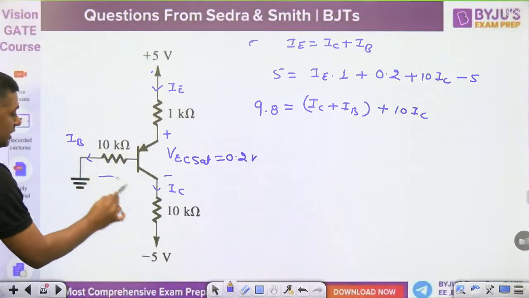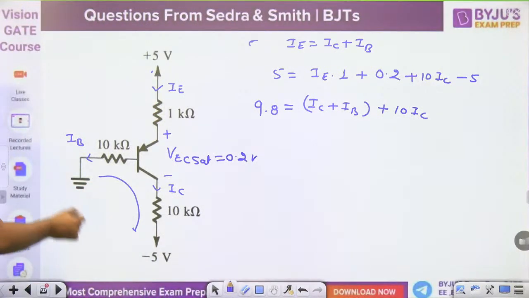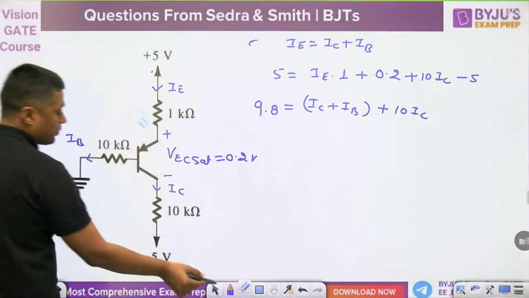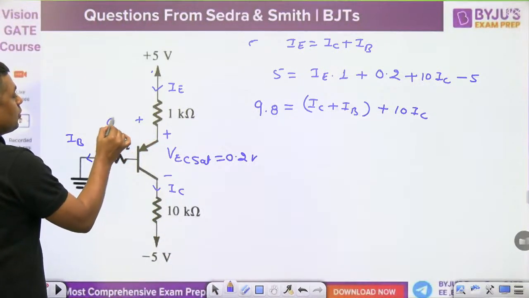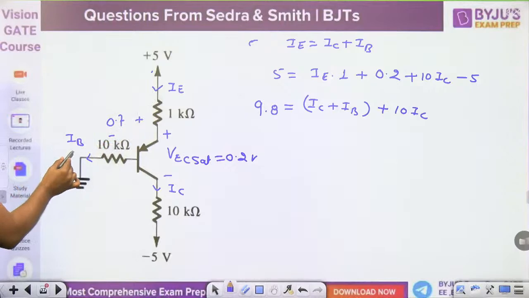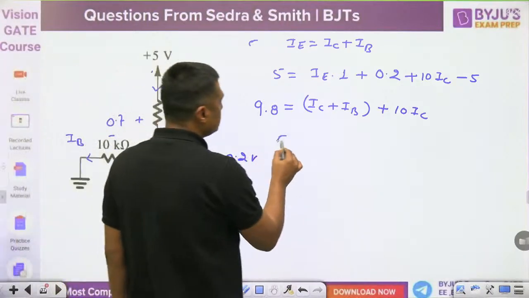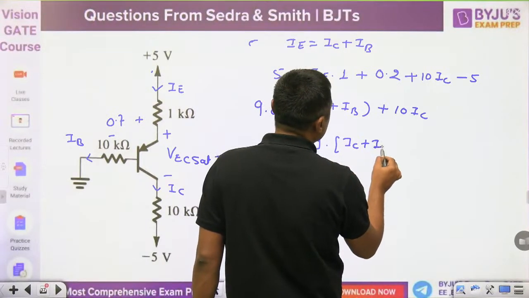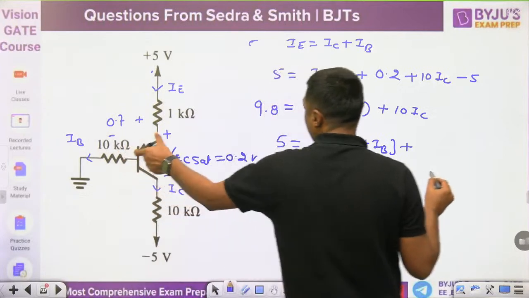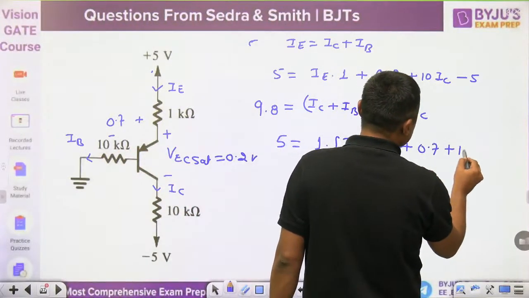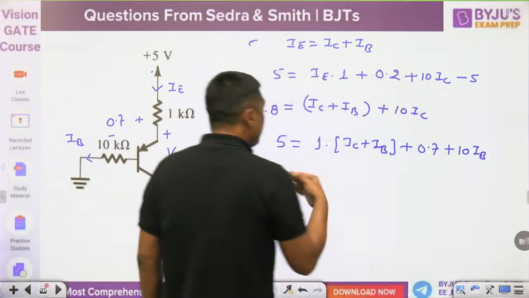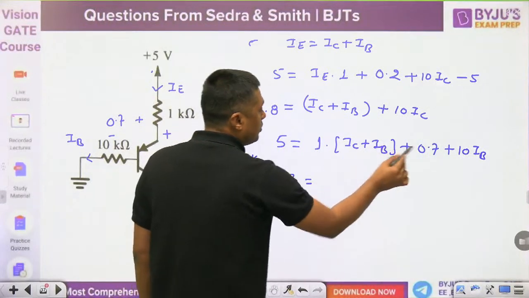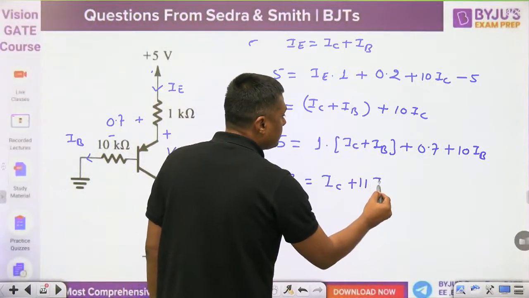Second equation, you have to write the KVL in this point. But remember, you can't write KVL in this point. Why? Again, because we have no idea about this voltage. You have to write the KVL in this line, where this is the 0.7 volt. 5 is equal to 1 times of IE, so what is the IE here? IC plus IB, plus 0.7, plus 10 times of IB. Now you can arrange this equation. It will become 4.3 is equal to IC plus 11 times of IB.